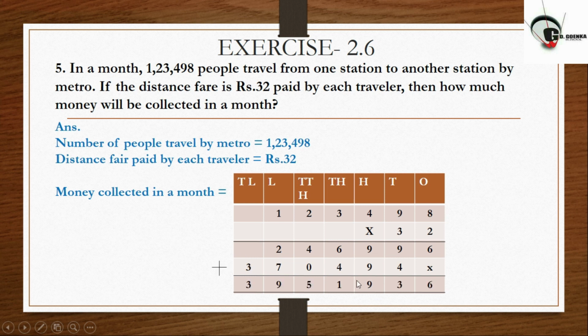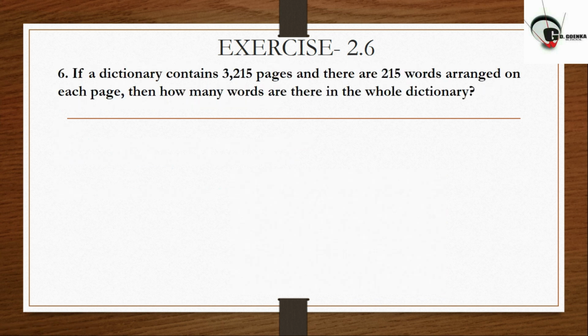So we will get the answer like this: 6, 9 plus 4 is 13, carry is 1, so it is 10 plus 9 will be 19, carry is 1, 6 plus 4 is 10, plus 1 is 11, carry is 1, then it is 5, and 7 plus 2 is 9, and 3. So the answer will be 39,51,936. Now children, let us move to the next question.